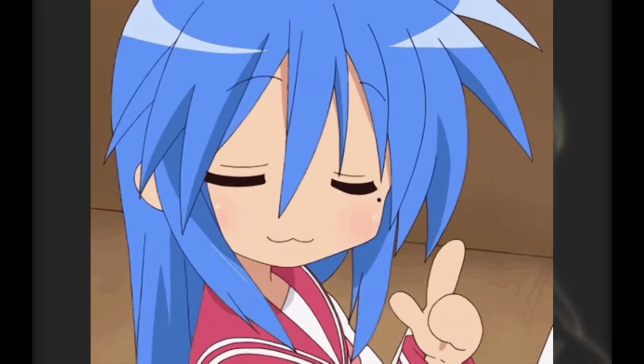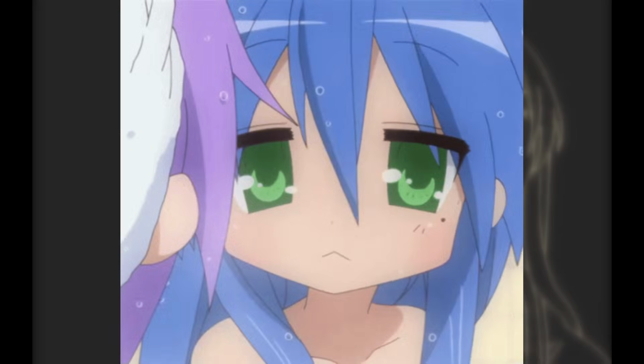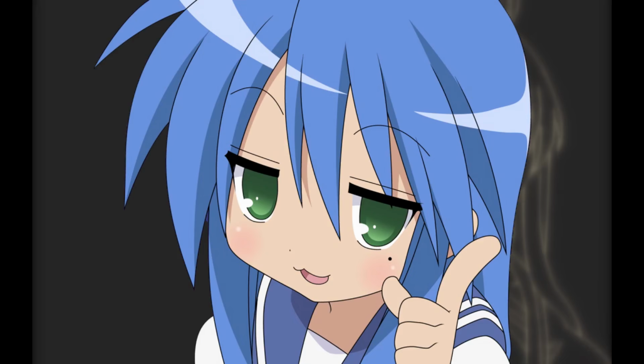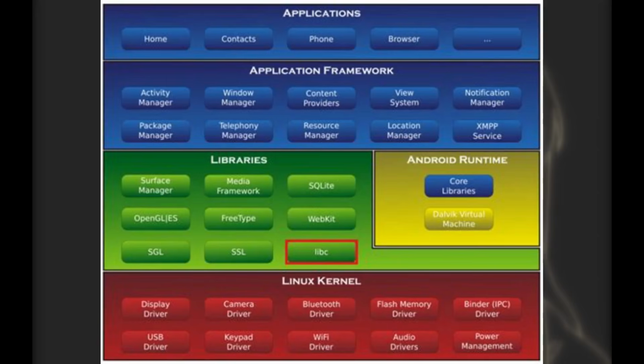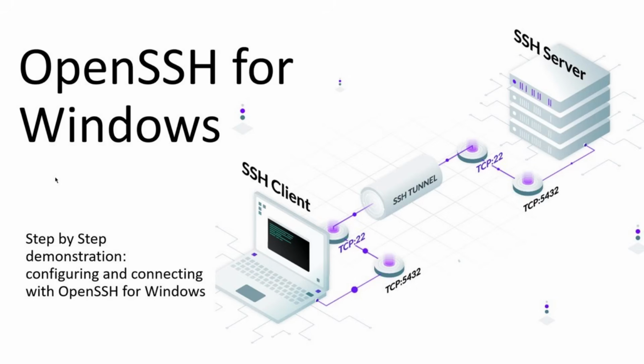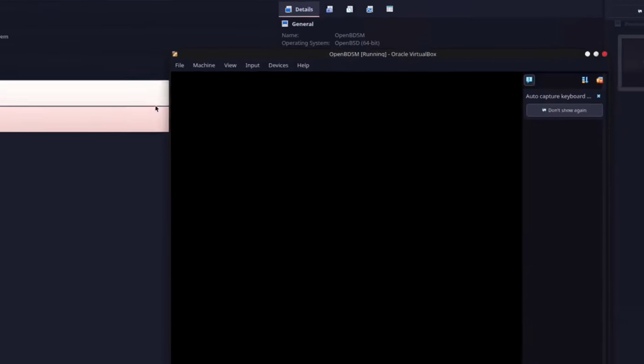Certain components in OpenBSD are reused in other products you seem to be familiar with, such as the firewall code in macOS, the libc in Android, and Windows, which uses OpenSSH with LibreSSL. Let's go to this.